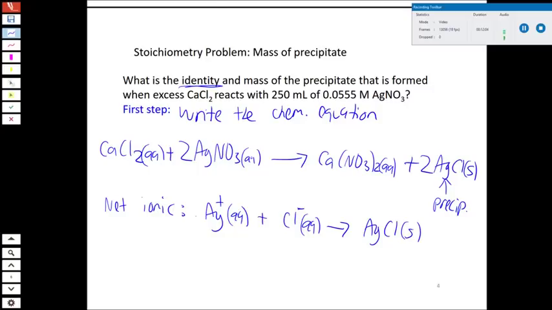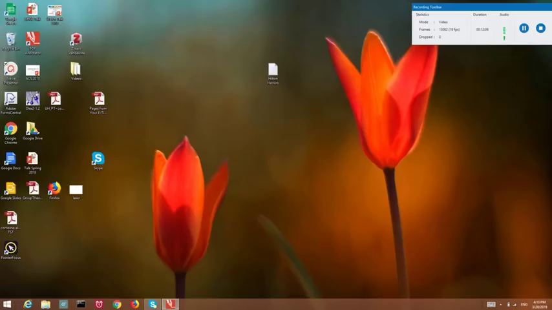And again, I don't have a pointer because every time I restart this stupid tablet, it goes away. You guys are like, what is he pointing at? There we go. All right.